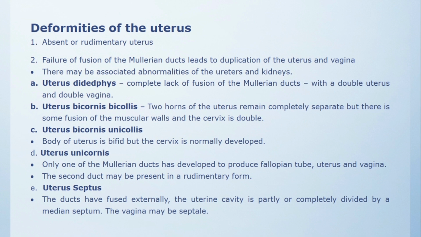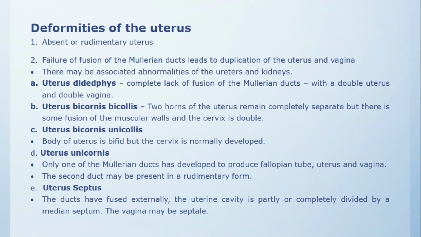Deformities of the uterus. As I said earlier, the uterus could be completely absent or rudimentary in nature. There could be failure of fusion of the Mullerian ducts that leads to duplication of the uterus and vagina.